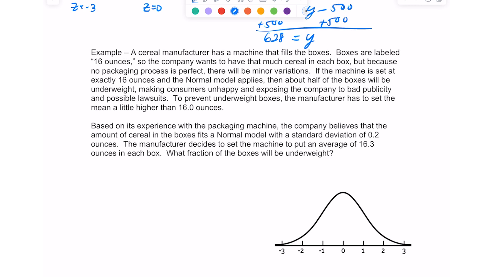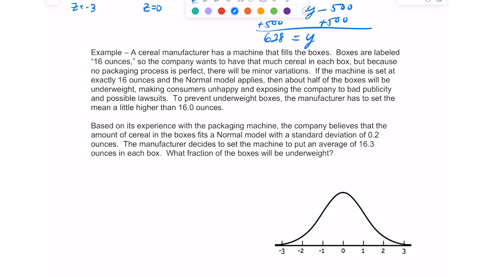To prevent underweight boxes, the manufacturer has to set the mean a little higher than 16.0 ounces. Based on its experience with the packaging machine, the company believes that the amount of cereal in the boxes fits a normal model with a standard deviation of 0.2 ounces. The manufacturer decides to set the machine to put an average of 16.3 ounces in each box. What fraction of the boxes will be underweight?